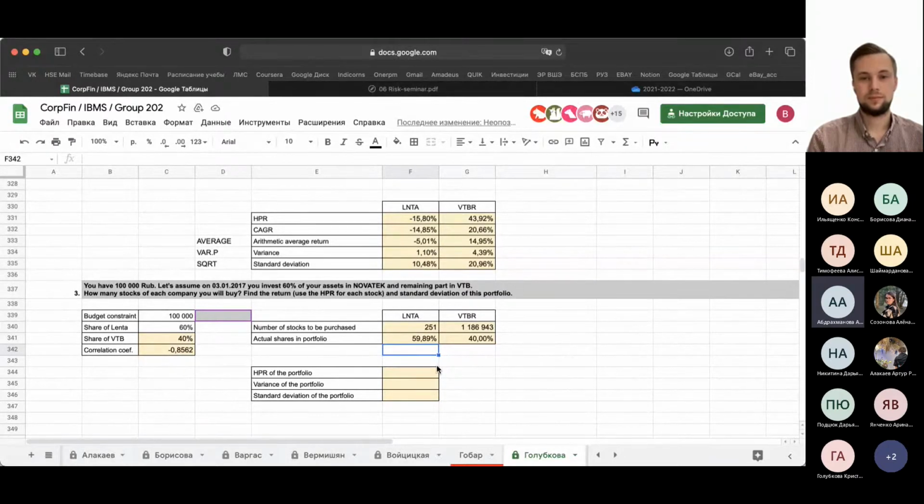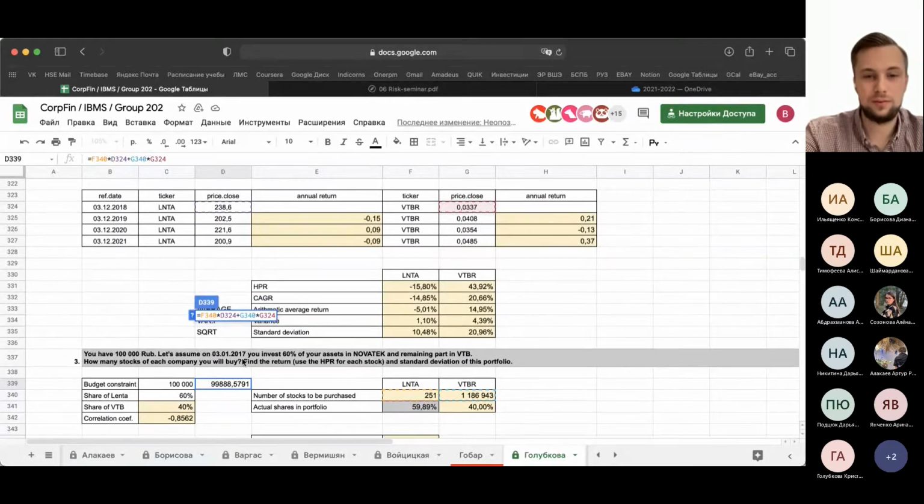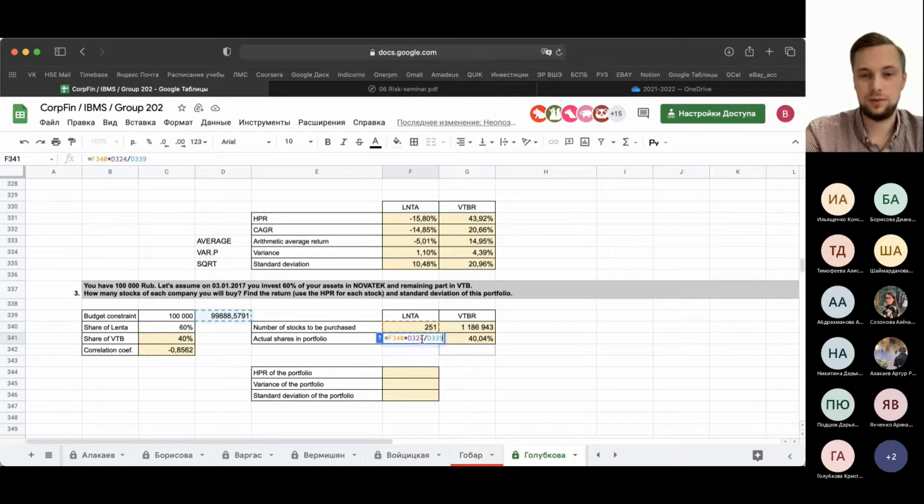Can you check it? It's pretty similar numbers, if I'm not mistaken. Yeah, so we just multiply the number of shares by the price of a share for Lenta and the same for VTB, and then just sum up these values. And now we are going to have the correct shares in the portfolio. So is it clear for everybody? Yes. Mhm.